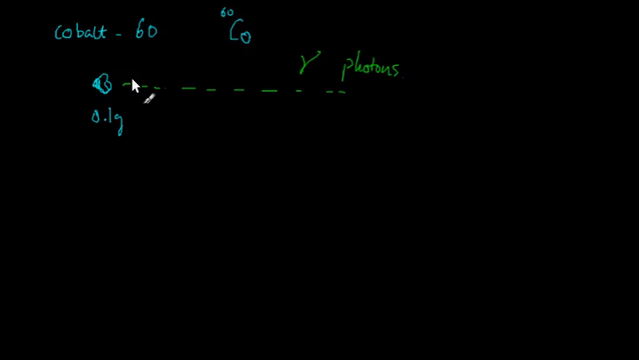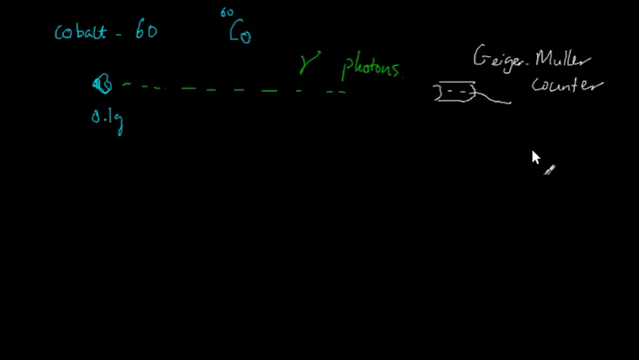Okay, and this can be detected by an instrument called a Geiger Mueller counter. Okay, so it's something that goes click click click, where each time it gives a clicking sound each time it detects a particle, a radioactive particle like alpha, beta or gamma radiation coming into it.